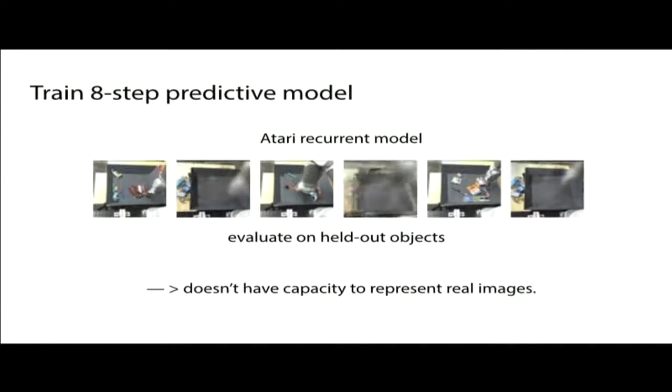And kind of the takeaway here is that the model really doesn't have the capacity to represent real images. So as we saw before in that network, it was going down to this somewhat low dimensional state. And with that low dimensional state, it's not able to model the complexities of real world images and model everything that can go on.